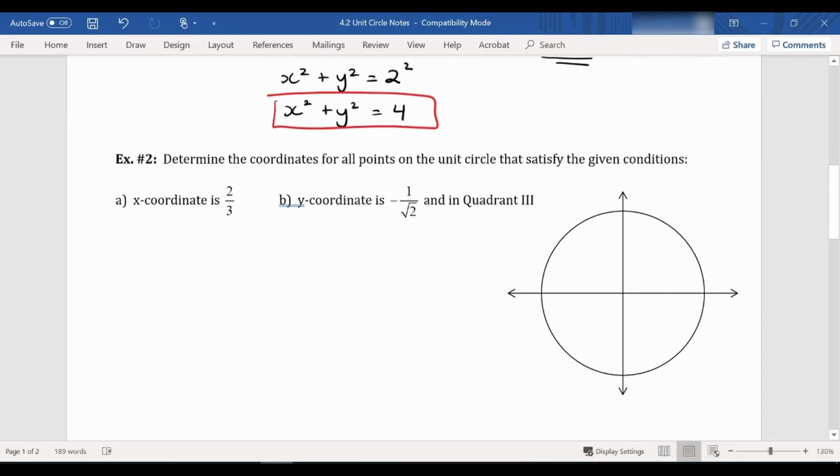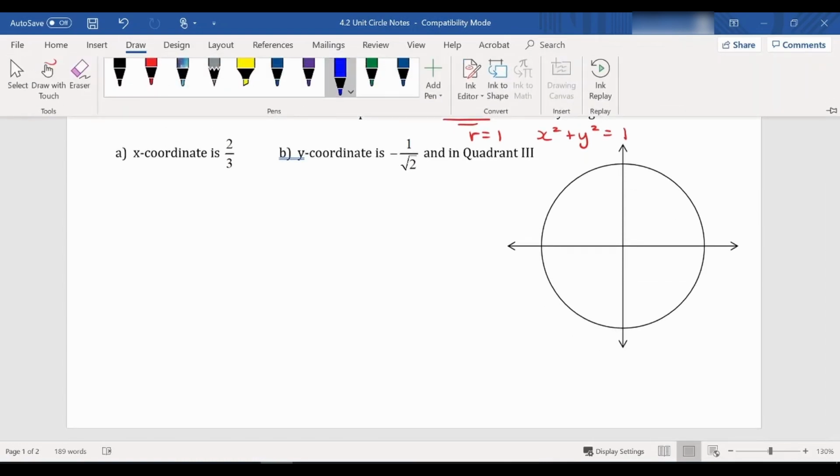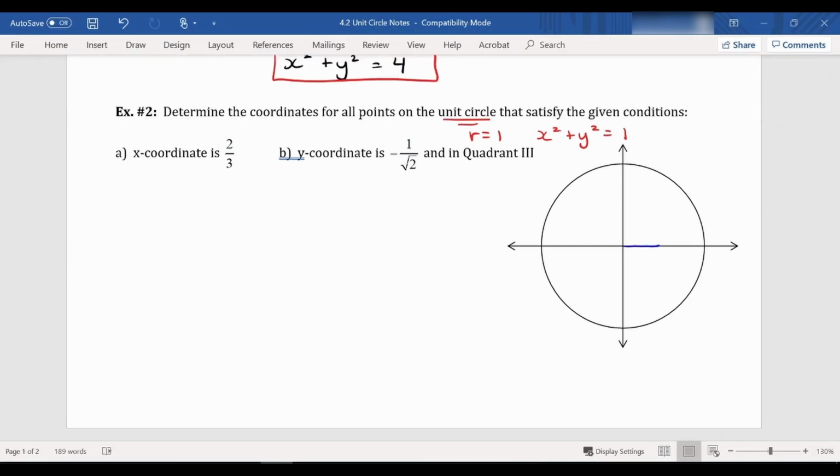So we are going to try and determine the coordinates for all these points on the unit circle that satisfy the given conditions. So the unit circle automatically tells us that r is 1. This means that we know x squared plus y squared equals 1 because 1 squared is 1. Okay. So if our x coordinate is 2 over 3, that would be on the positive x-axis. So if we're at positive 2 over 3, we're out here somewhere. Now, if we're on the edge of the circle, that means that our point could be here or here. We have 2 possible points that we might have.